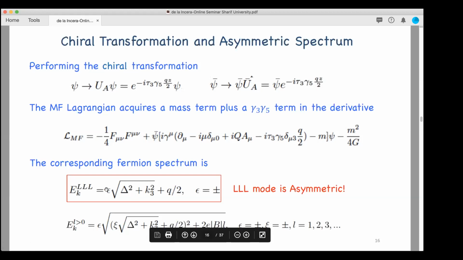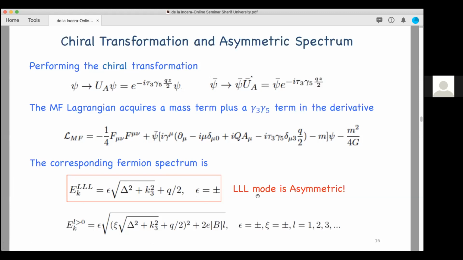You have epsilon plus minus, but because of this Q/2, which is the inhomogeneity, the modulation of the condensate, this spectrum is not symmetric anymore. You don't have plus or minus the same energy, right? And if you have a Hamiltonian whose spectrum is asymmetric, that is a sign of non-trivial topology.